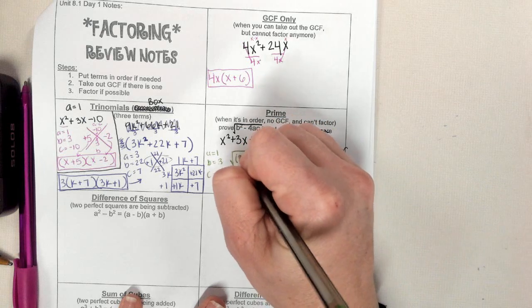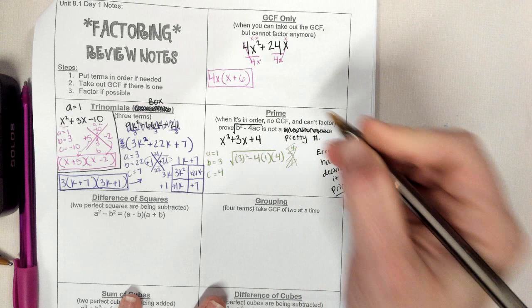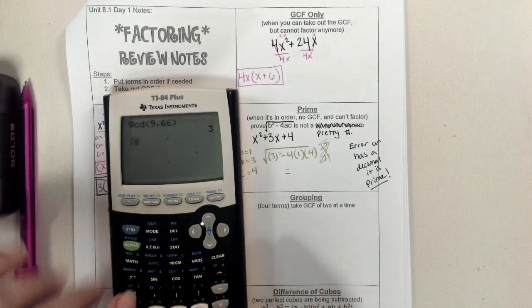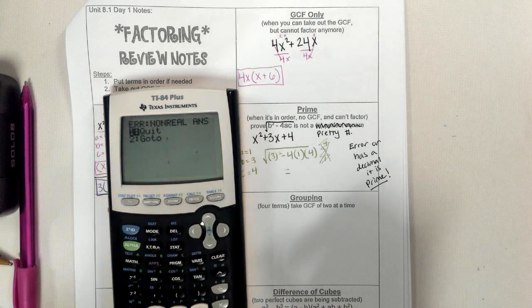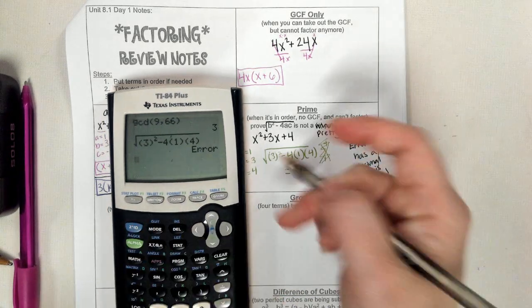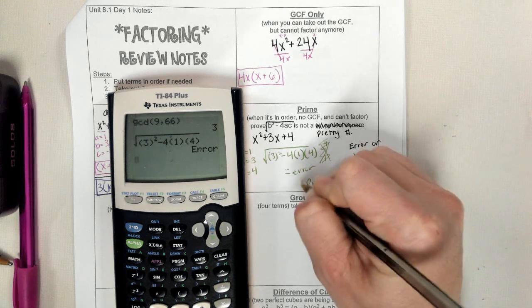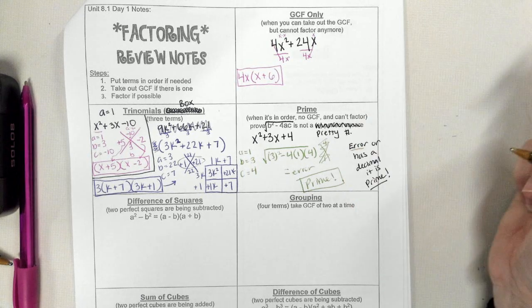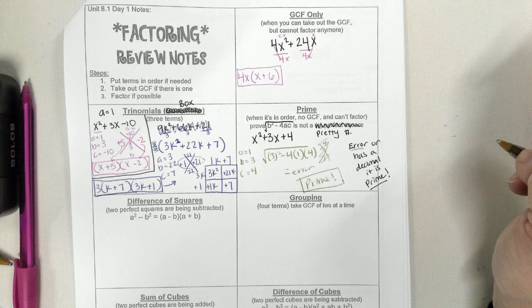It would be 3 squared minus 4 times A times C. And when I type it in my calculator, I get error. It says non-real, so it's error, which proves to me that it is prime. Okay, any questions with that?